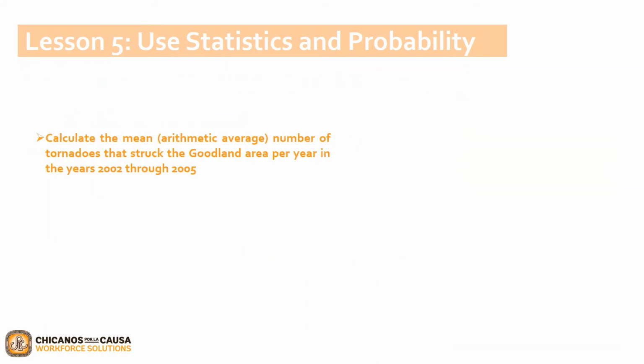The question states, calculate the mean number of tornadoes that struck the Goodland area per year in the years 2002 through 2005. Now, as you can see, they gave us a broad range of years and number of tornadoes to go with them, but it's only asking for a specific time frame. As a reminder, mean is another term for average. Thus, the question is asking us to find the average of the number of tornadoes in the Goodland area between 2002 and 2005.